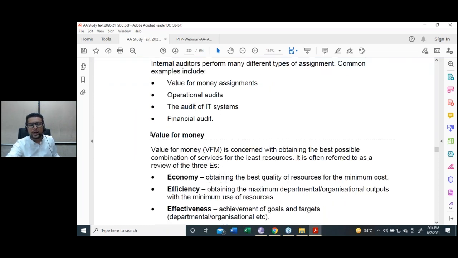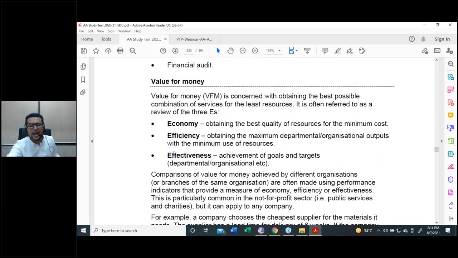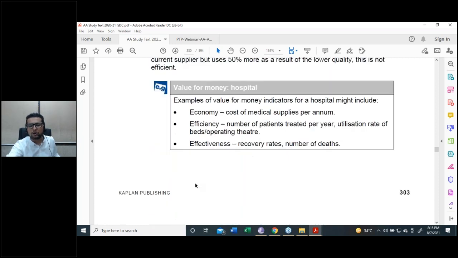Internal auditors could be asked to perform a value for money audit. What's value for money? You've got to make sure that the activity which the company is performing is economical, efficient and effective. What's economy? We've got to make sure that we are spending the least amount of money without compromising on quality. What's efficiency? We've got to make sure that we are getting the best possible output from that particular input. What's effectiveness? We've got to make sure that the overall objectives, goals and targets are achieved. So a value for money assignment could be delegated to the internal auditors.